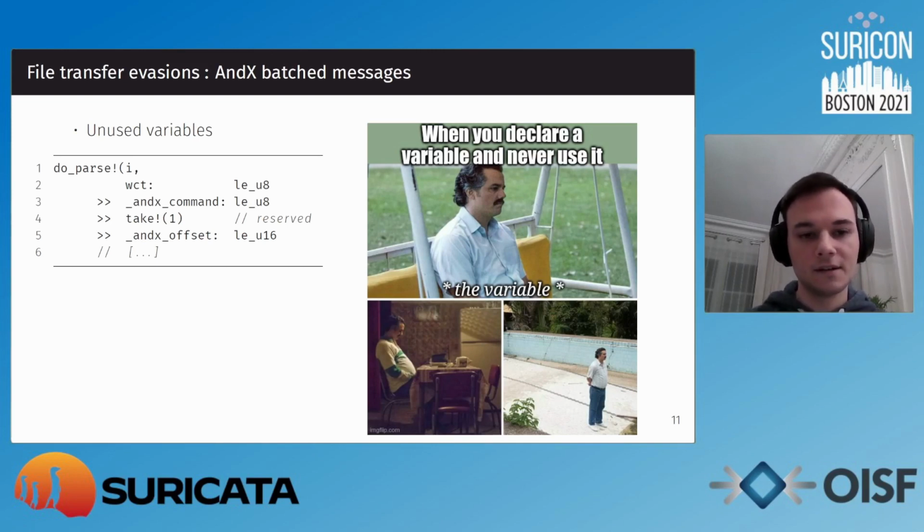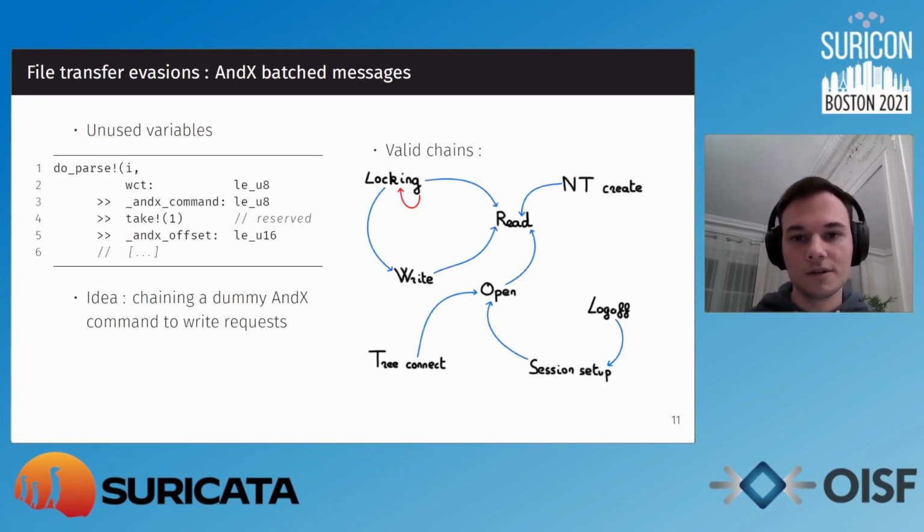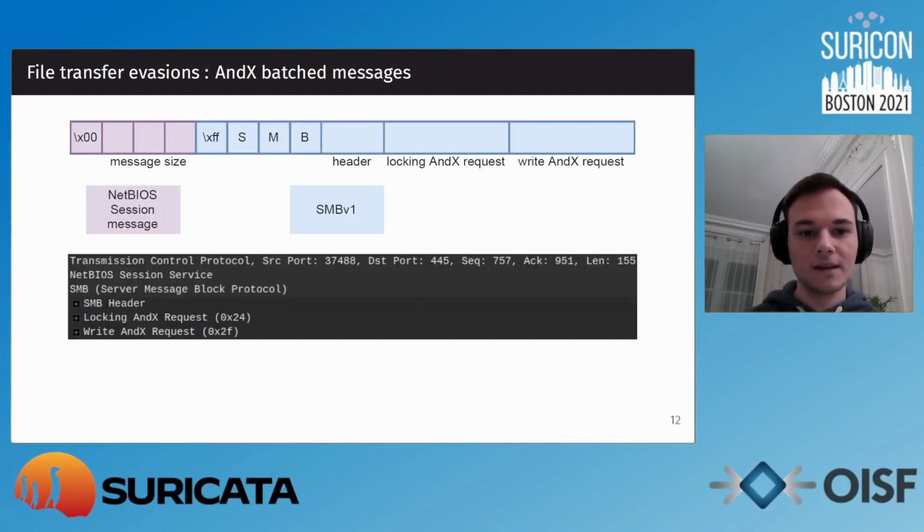So we had an idea which consists of chaining another index command to write requests, but without making side effects. According to the SMB specification, only the locking command can be used before a write command. So we looked for some parameters for locking commands that would not cause side effects, and we prepended every write request with a locking request. And so in this case, Suricata was evaded.